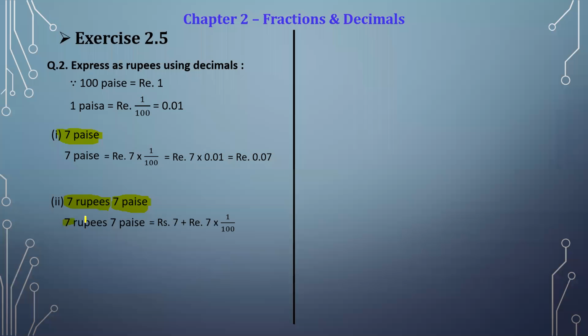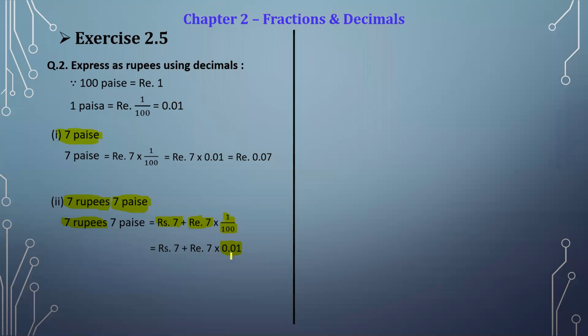This 7 rupees is going to remain as it is, so we can write it like this: Rs 7 plus we have to convert this 7 paise into rupees. We have just seen in the previous example, the same type of conversion is there. So 7 into the value of 1 paisa, which is 1 upon 100. We have kept the value which is given in the conditions. Now instead of 1 upon 100, you can also put 0.01.